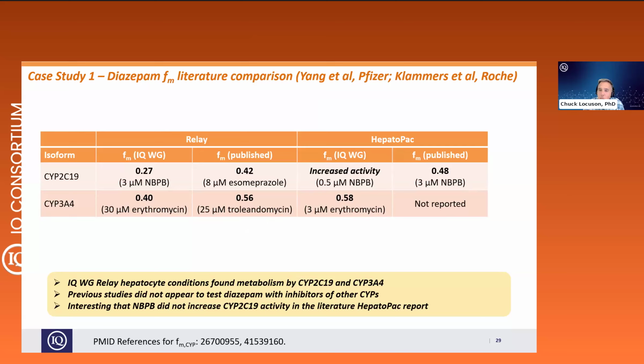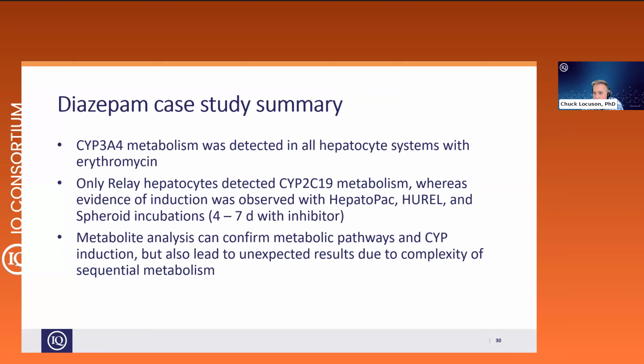Next slide. So 3A4 fraction metabolized is consistent with what we know from in vivo data and even literature hepatocyte values. But obviously the long-term incubation systems were not amenable to characterizing 2C19 with gemfibrozil glucuronide. Okay, let's go to the next one.